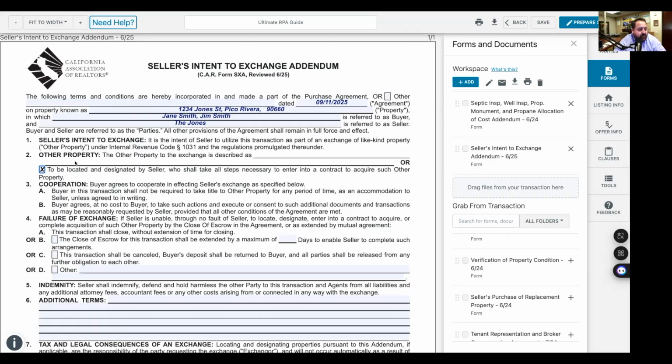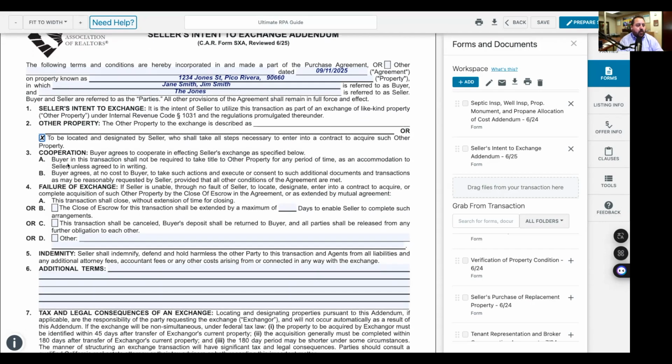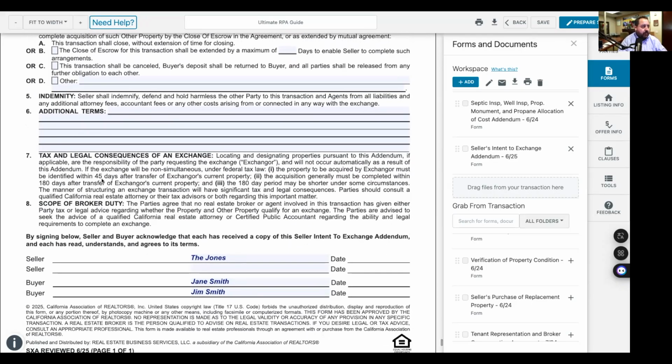Seller shall indemnify, defend, and hold harmless the other party to this transaction and agents from all liabilities and any additional attorney fees, accountant fees, or any other costs arising from or connected in any way with the exchange, right? So whatever fees they incur from doing the exchange are theirs. Any additional terms that you want to put in, the taxes and the legal consequences of an exchange. And it basically breaks down what I just told you, the 45 days, 180 days, and what happens with their money that the accommodator has.